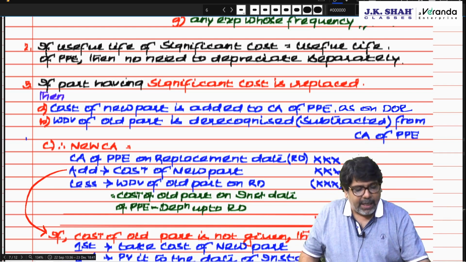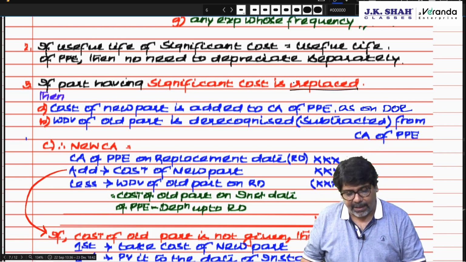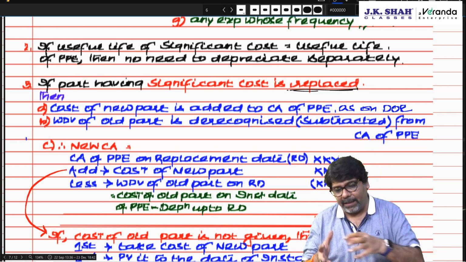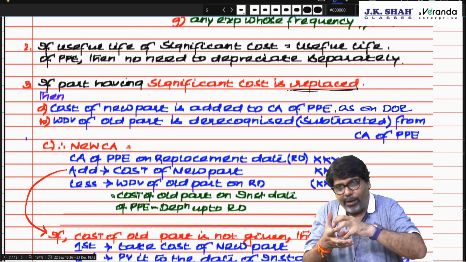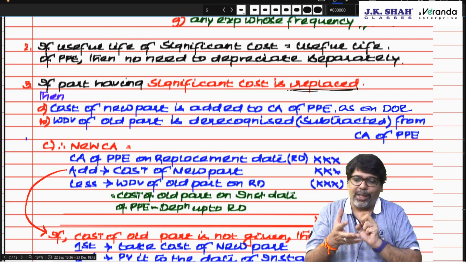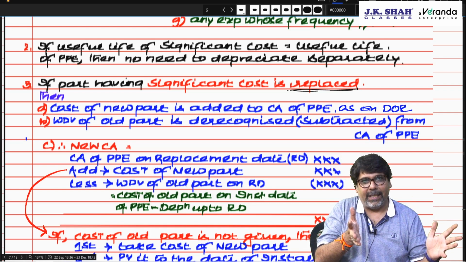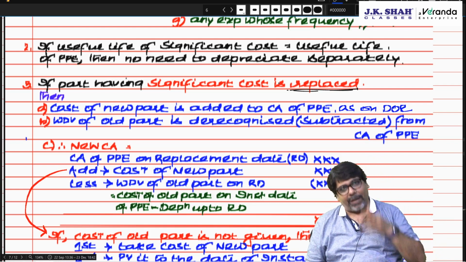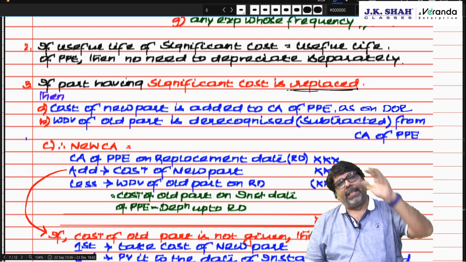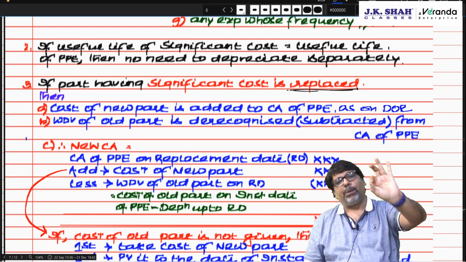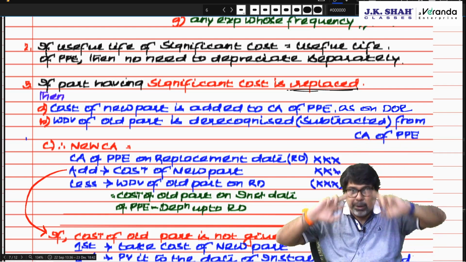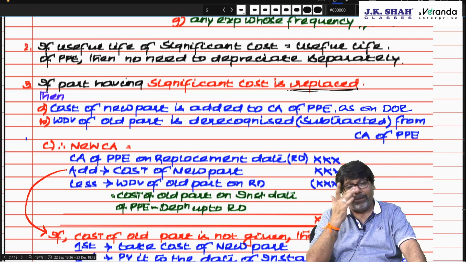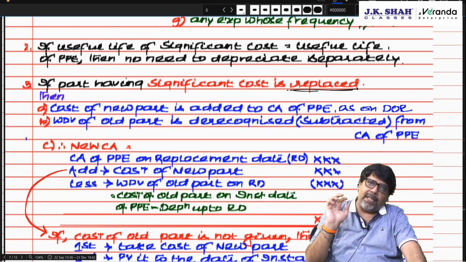Am I clear? If a part having significant cost is replaced, now this is interesting. If the part having significant cost is replaced, that means you are replacing the part. So the old part is going, the new part is coming. So the old part's book value, its carrying amount, you de-recognize, and the new part's cost you recognize. That means you will pass the entry PL to PPE. Old part de-recognized, new part recognized. So the journal entry for the old part de-recognized is PL to PPE. I've removed it. The new part's cost you will recognize, PPE to bank.